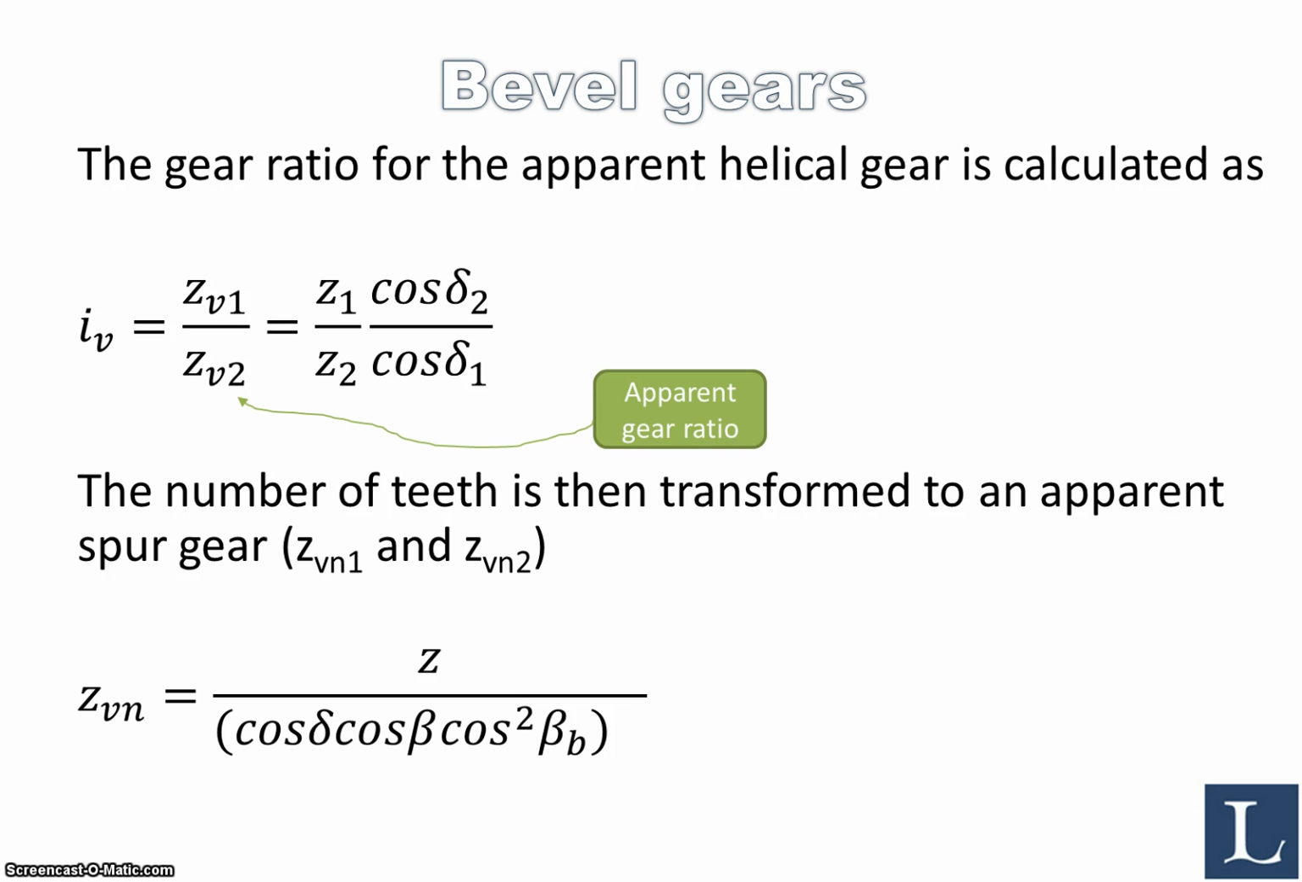The gear ratio for the apparent helical gear will not be exactly the same, since we're using the apparent number of teeth also. So we have Zv1 over Zv2. This is equal to this if we want to relate it to the real number of teeth. And then we transform the number of teeth to an apparent spur gear, Zvn1 and Zvn2, according to this relationship or this equation.